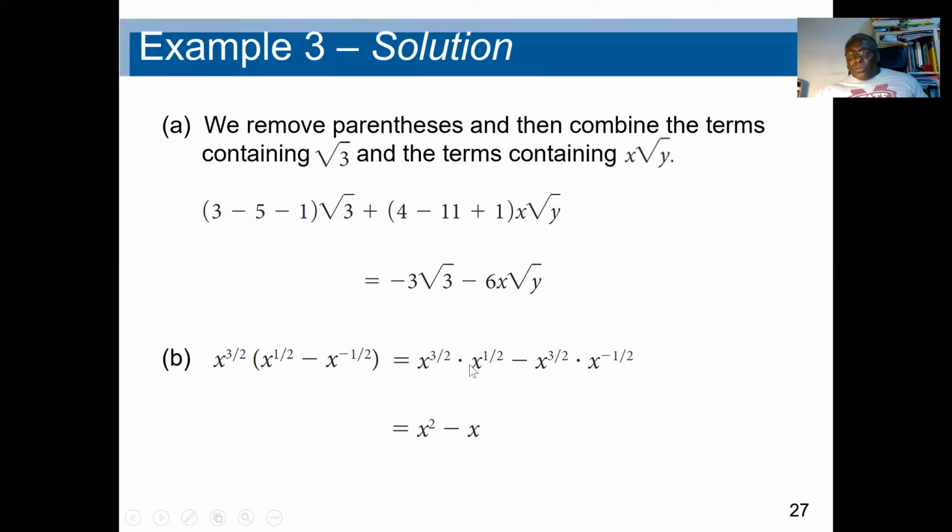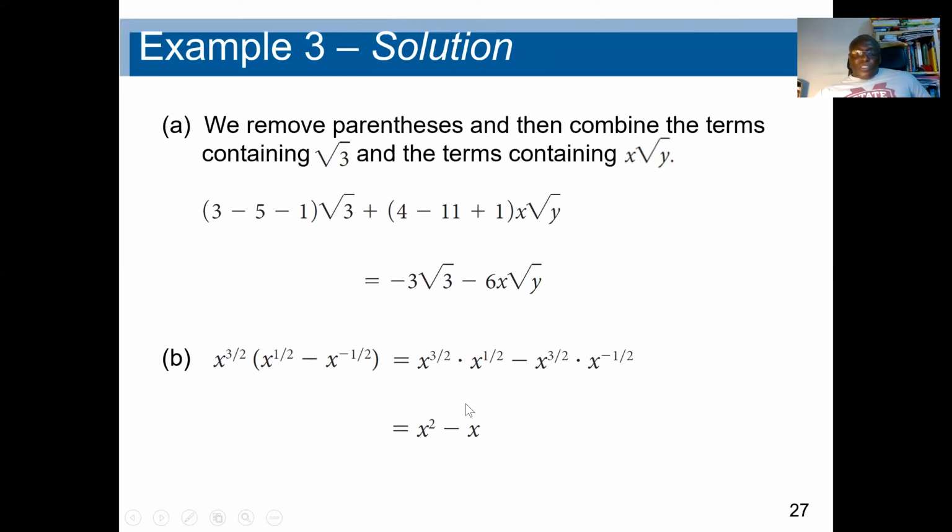3 by 2 plus half, that will give me 2, because I'll get 4 over 2. 3 by 2 minus half will give me 1. So I get only x. So my answer will be x squared minus x.